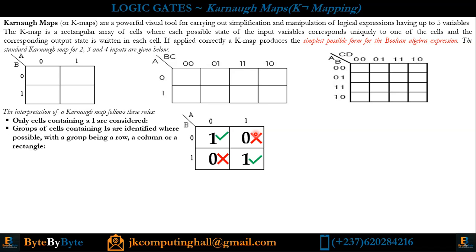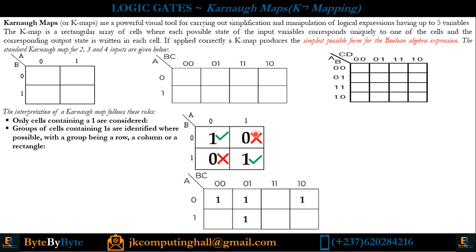Next, groups of cells containing ones are identified where possible, with a group being a row, a column, or a rectangle. Very, very, very important. Let me repeat. Groups of cells containing ones are identified where possible, with a group being a row, a column, or a rectangle. So for example, if I have this particular case, realize that as you are having 1, 1, 1 and 1, it means that these particular cells are 0. It depends on you. You can put the 0 as well as you can allow it to be blank. Personally, I prefer it to be blank in such a way that I will not be confused.